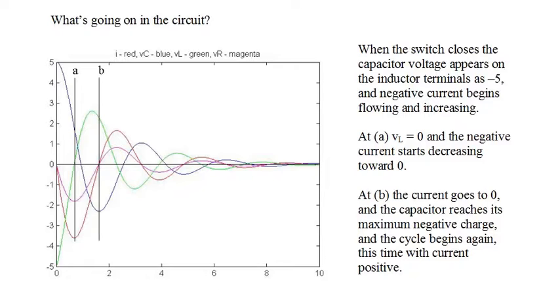The graph tells the story. The blue line is the capacitor voltage, and it starts at plus 5 volts and immediately begins decreasing. The red line is the inductor current. It starts at 0, and the negative voltage appearing on its terminals causes negative current to begin flowing. By point A, the voltage across the resistor cancels the capacitor voltage, and the inductor sees 0 volts. At this point, the inductor current begins to drive the circuit as its magnetic field begins to collapse. By point B, the magnetic field in the inductor has fully collapsed, and the capacitor is negatively charged, and the resistor voltage is 0. So the negative capacitor voltage appears as a positive voltage on the inductor terminals, and positive current begins, and so on.